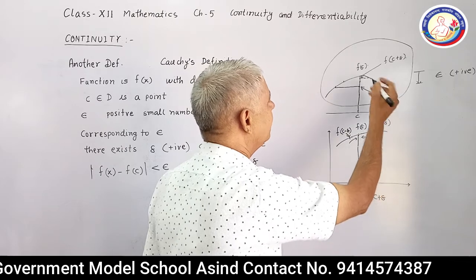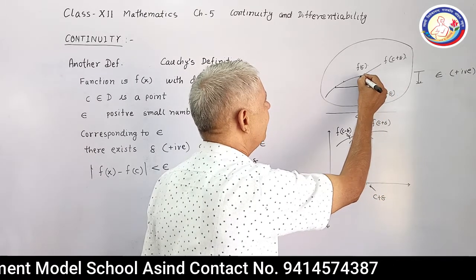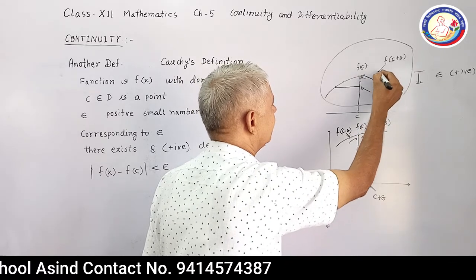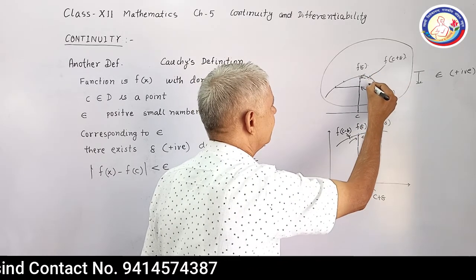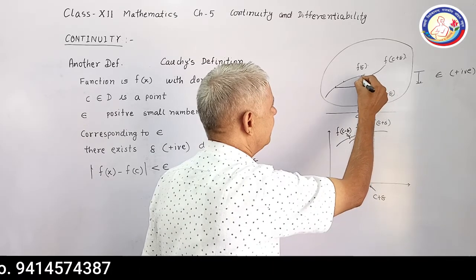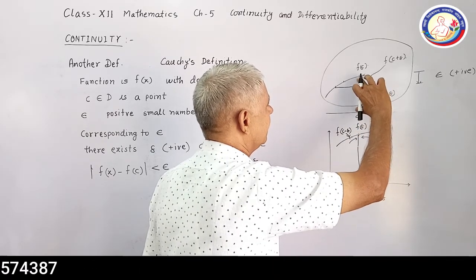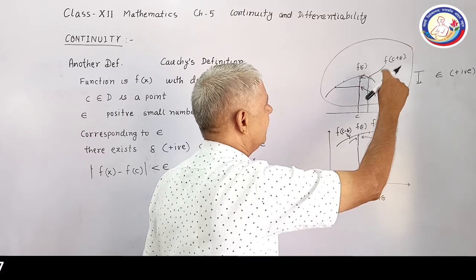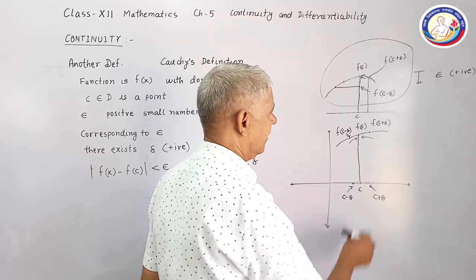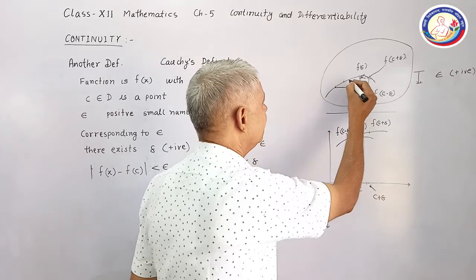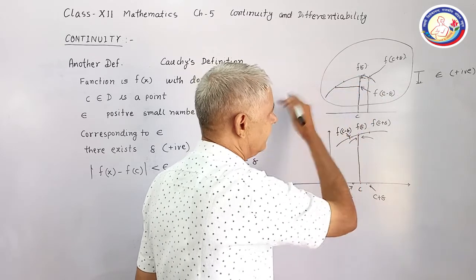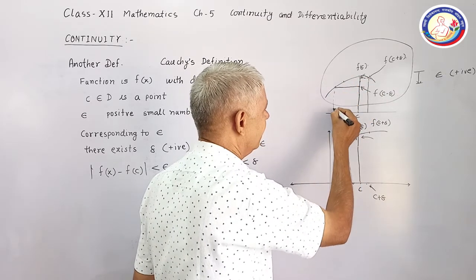Say at c this is the value, and at c plus delta this will be the point, and this height will denote the value of the function for a point in the neighborhood of c. Again, for c minus delta, this will be the value, say. We have taken it further here, this may be the value.